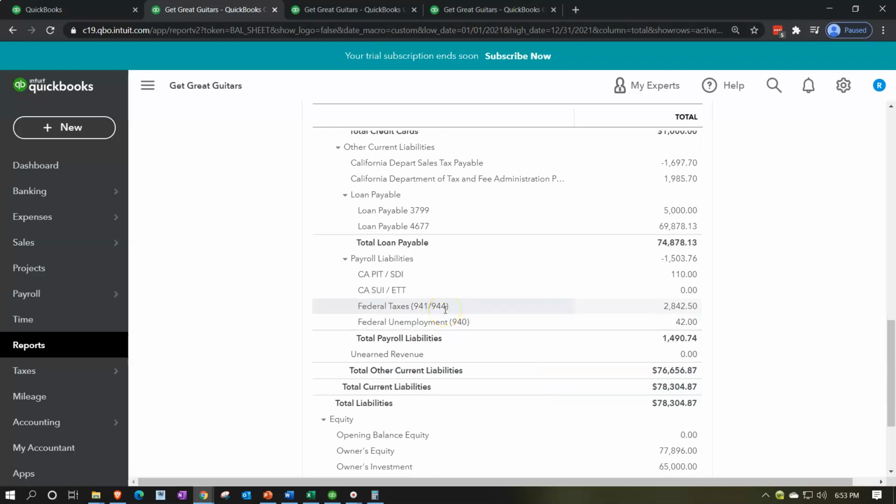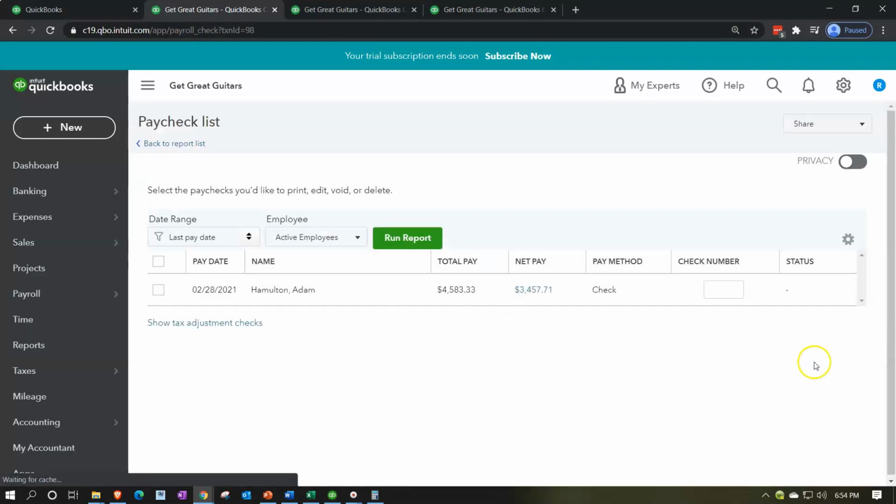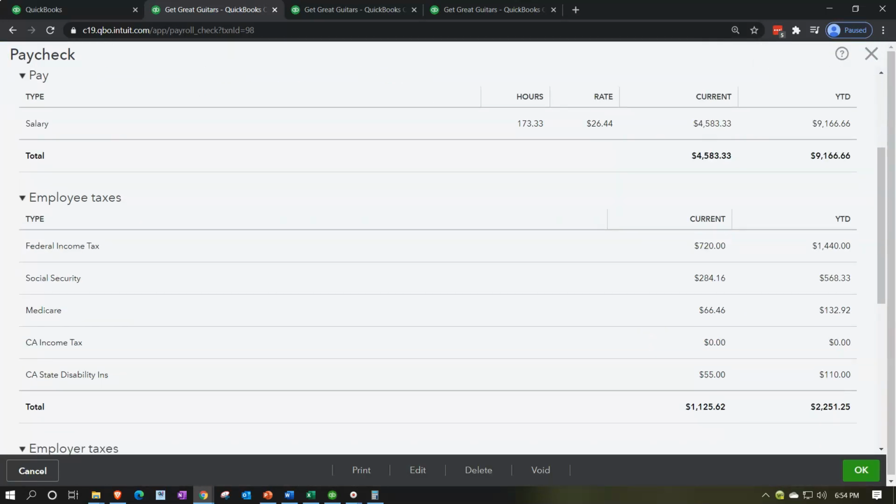The 941 or 944, whichever you're required to file quarterly or yearly, has the Social Security, Medicare, and the federal income taxes on it. So if I look at that amount, if we go into that, then we got the 1421.24 for the second item here. So let's just check that out. If I go into that, let's see if we can get to that number here. It should be what's going to be included on the 941s.